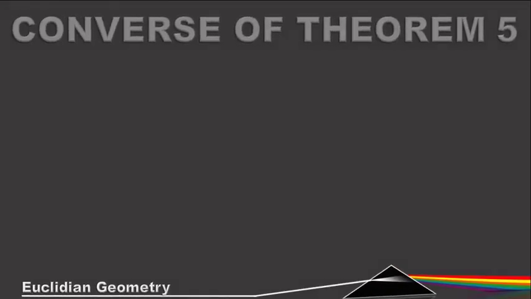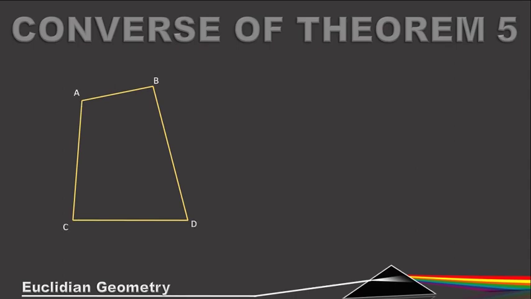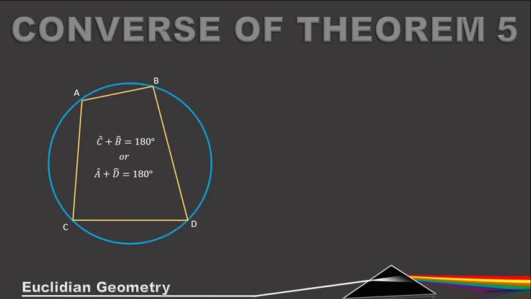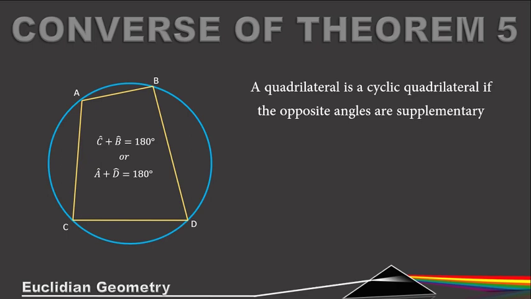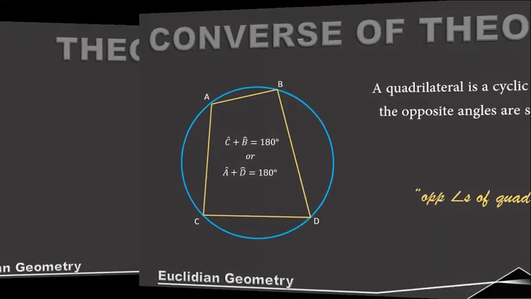Then the converse of theorem 5: if I have a quadrilateral ABCD and my two opposite angles are supplementary, either C plus B is equal to 180 or A plus D is equal to 180, then I can state that it will be a cyclic quadrilateral. So a quadrilateral is a cyclic quadrilateral if the opposite angles are supplementary. So just simply opposite angles of quad supplementary.